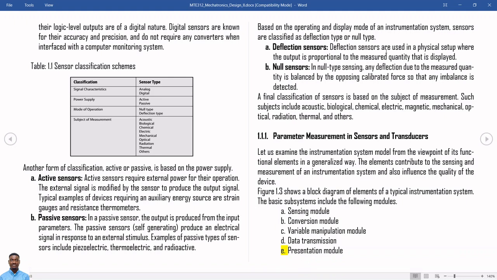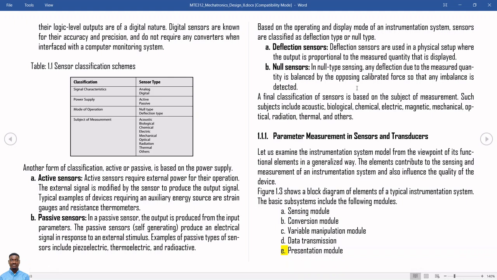Based on the operating and display mode of an instrumentation system, a sensor can be classified as deflection type or null type of sensors. So if you are looking at the operating and display mode of an instrumentation system, the sensor can be classified into deflection sensors or null sensors.